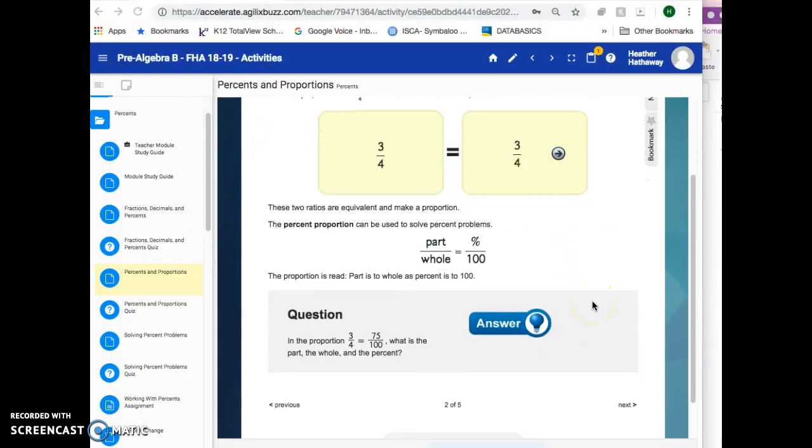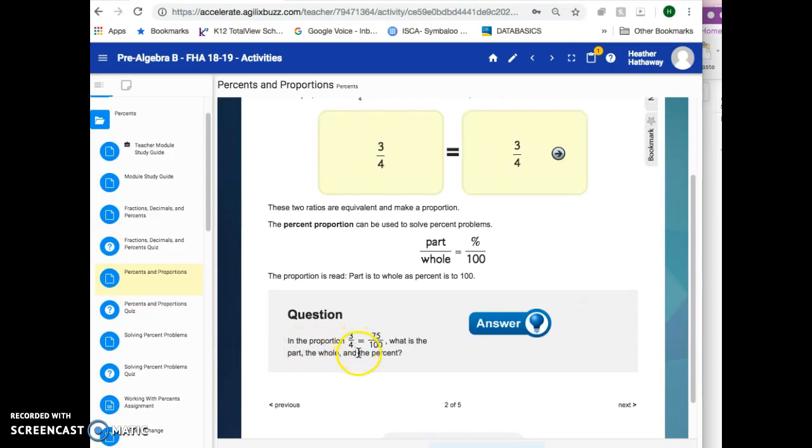Okay, so it's telling you, and we need this magical thing right here, part over the whole equals percent over 100. This is the formula that we need in order to complete that worksheet that I just showed you. So you should write this down right now in your notebook. Part over whole equals percent over 100.